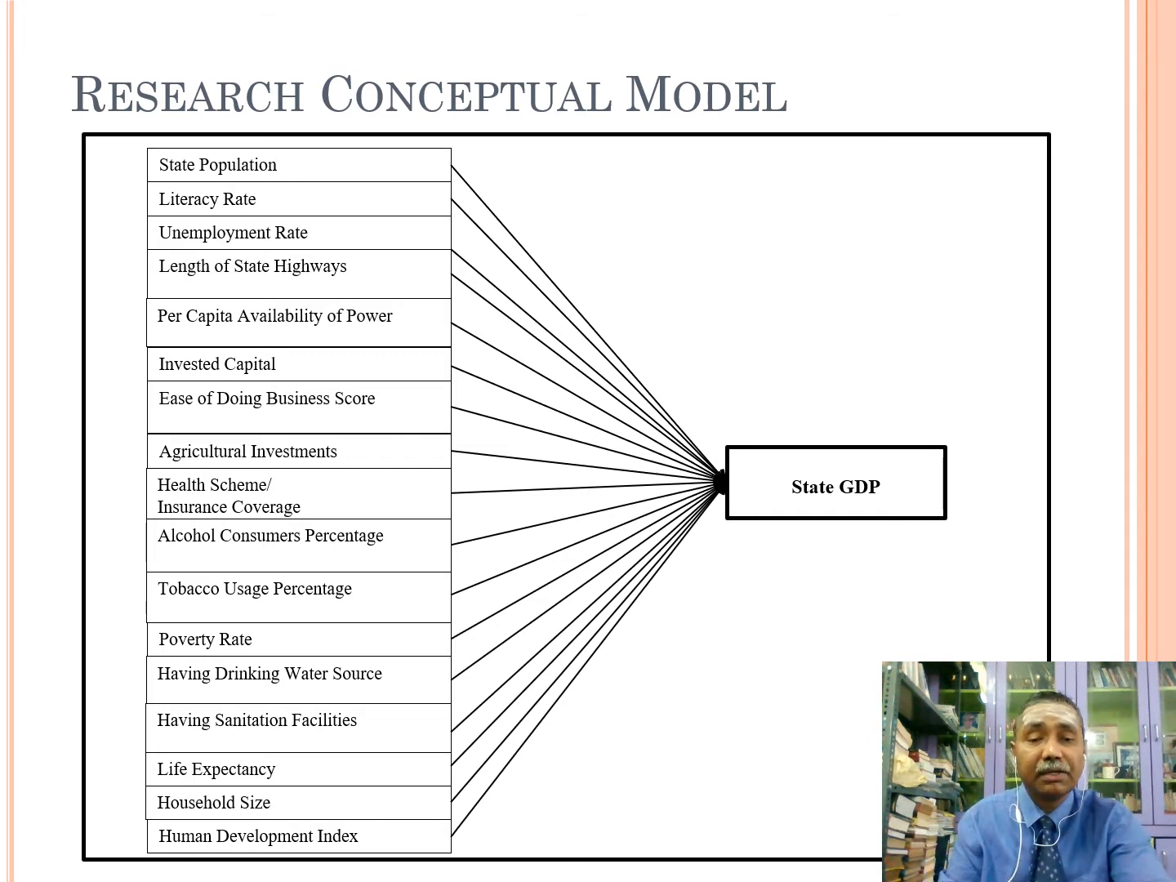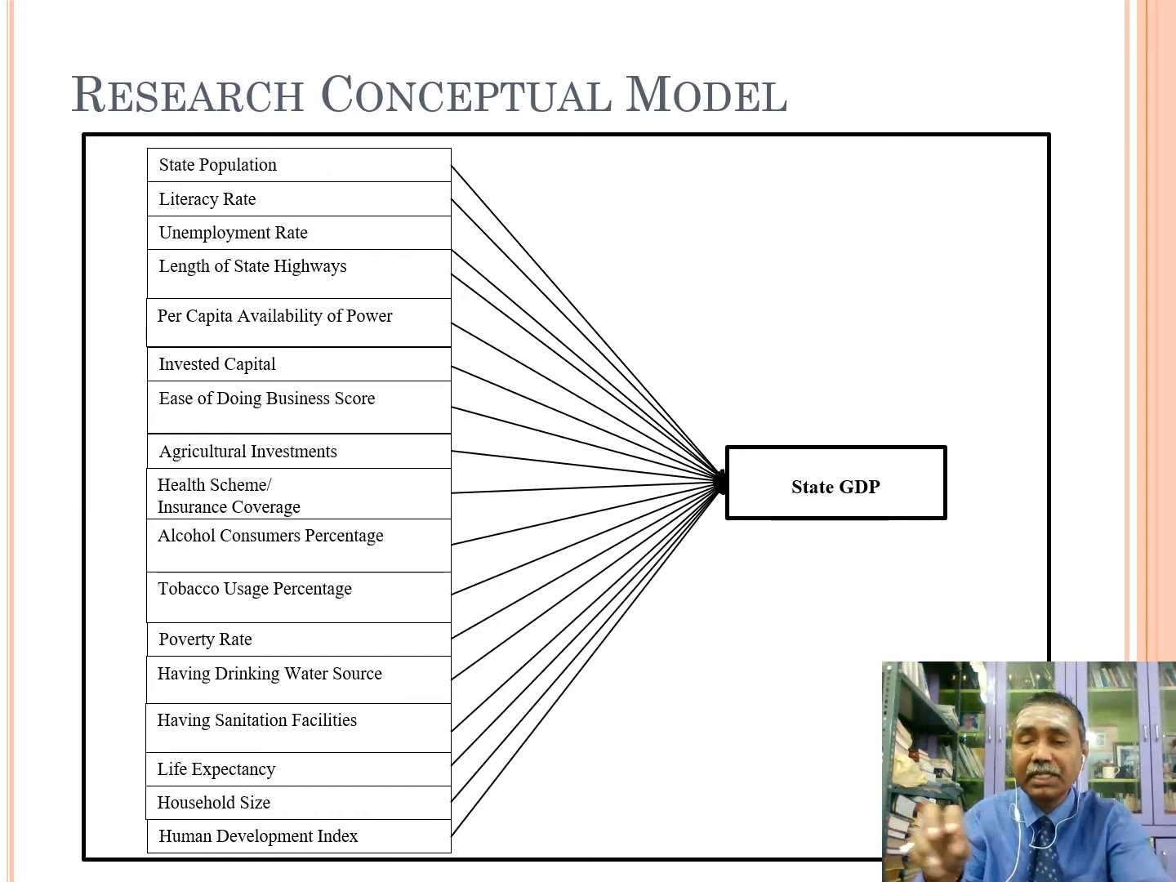Next, agricultural investments, health scheme or insurance coverage: at least one member in the family, do they have health insurance, or are they availing any government health scheme? That also has got a relation to GDP, right? So next, alcohol consumption percentage, tobacco usage percentage, right? Next, poverty rate. Is it related to GDP? Having a drinking water source, having sanitation facilities, life expectancy, household size, human development index.